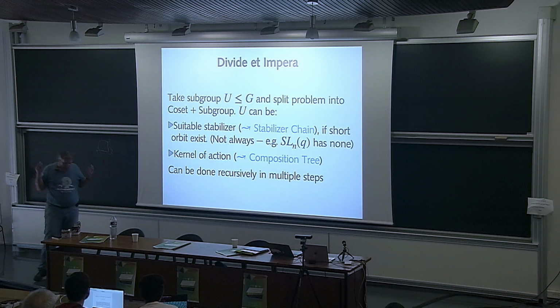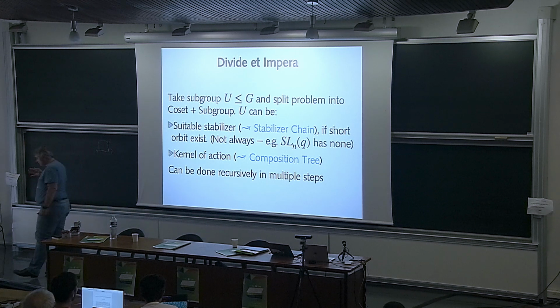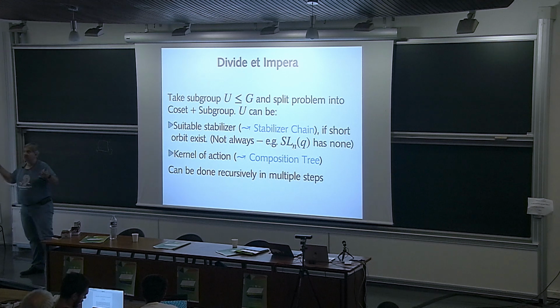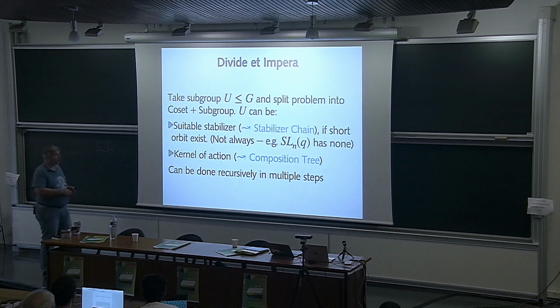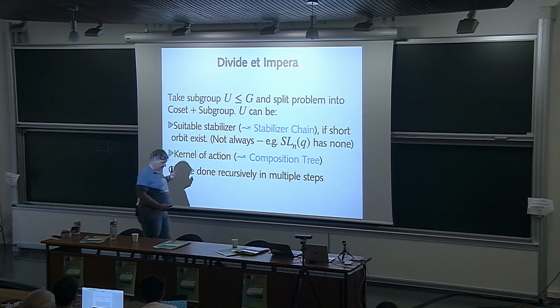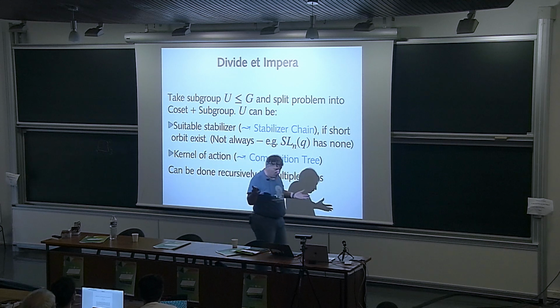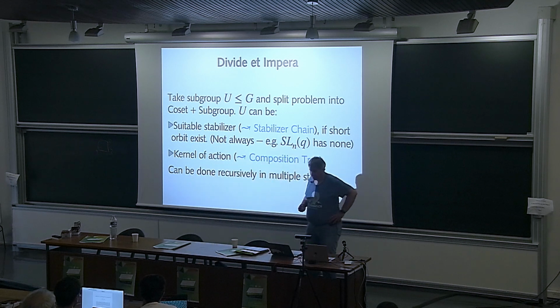What would be a plausible way to implement a divide and conquer approach for a group? What would be smaller things? Smaller things would be a subgroup, or a subgroup and its cosets. Or if the subgroup is a normal subgroup, it would be this subgroup and the factor group.